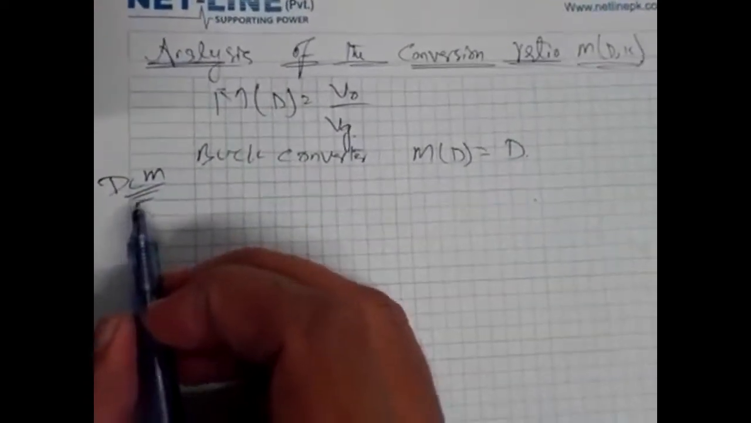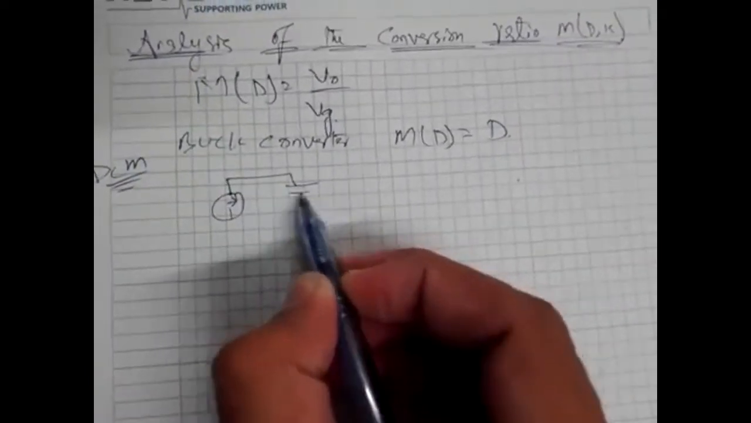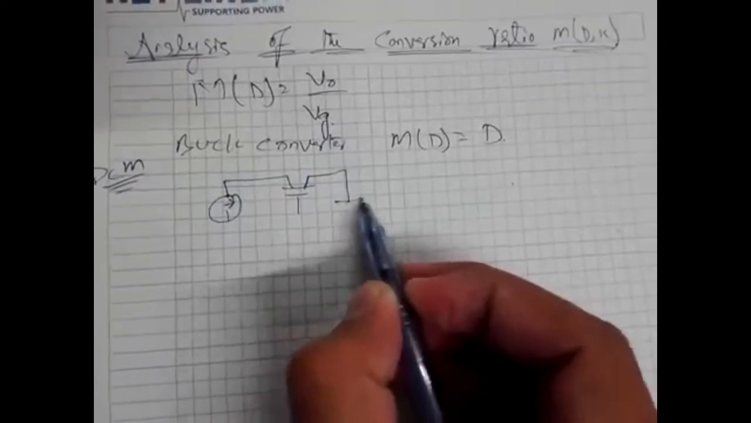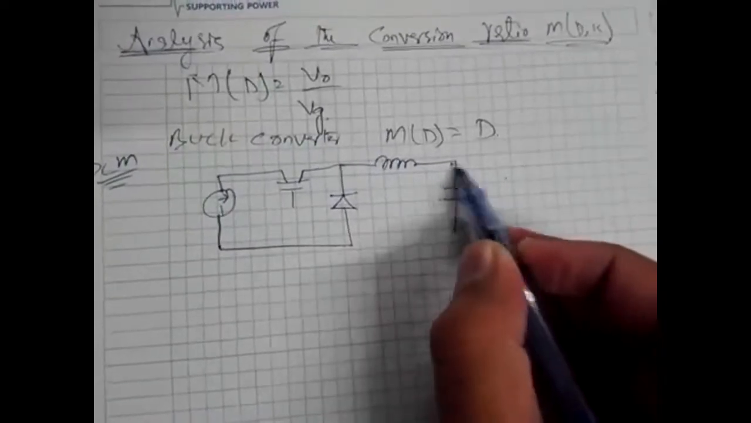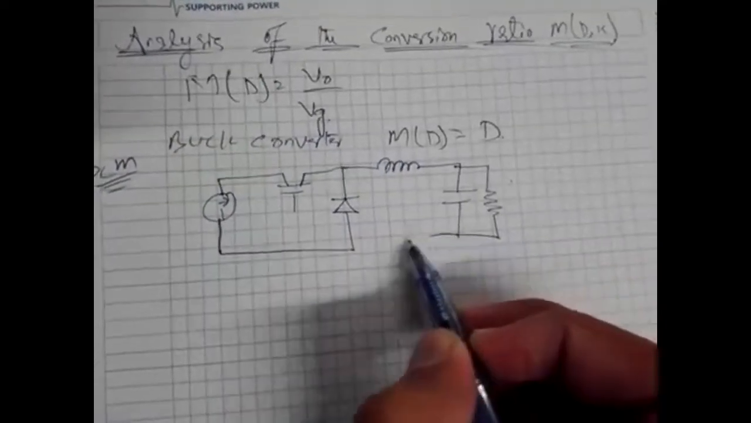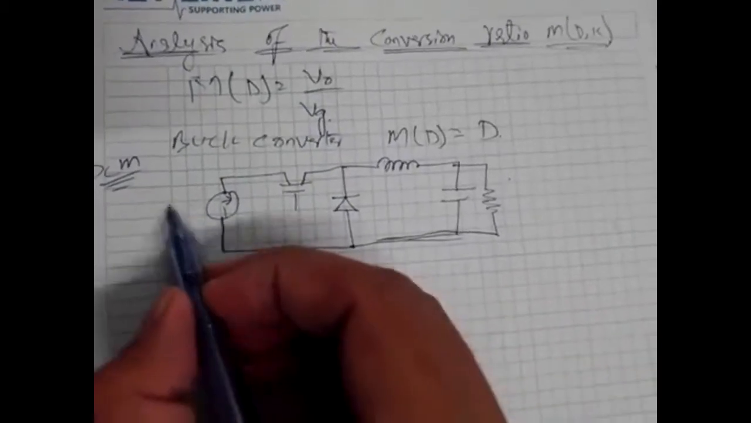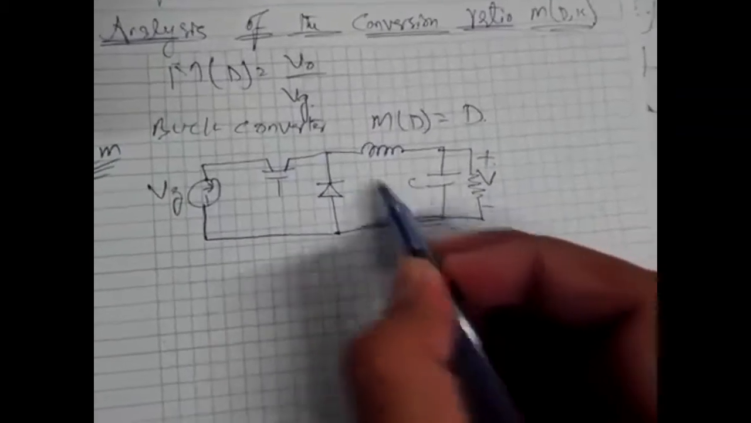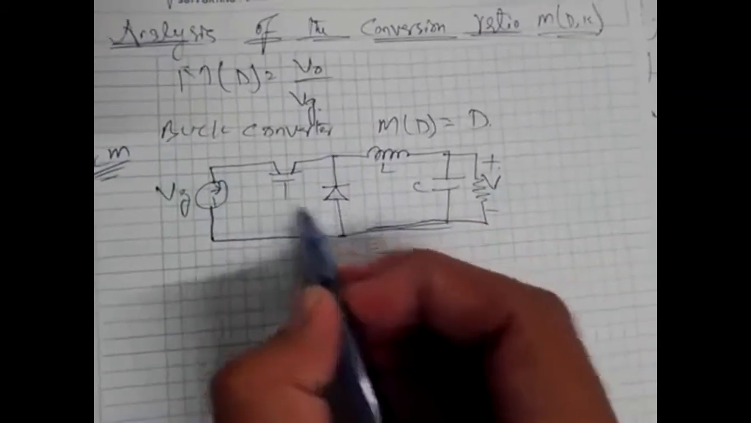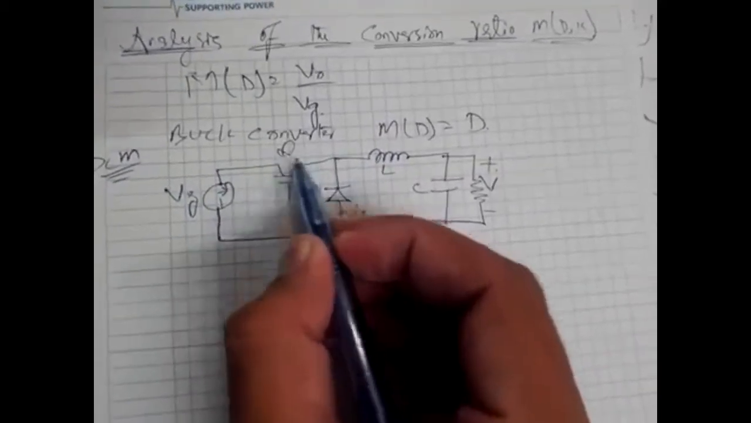So now let's draw the graph for the buck converter. So this is the graph for the buck converter. This is Vg and this is V. This is C, this is L, this is the diode current ID, this is MOSFET Q.